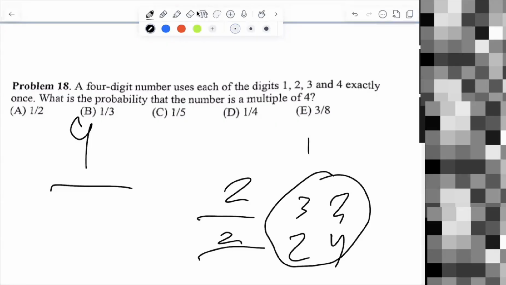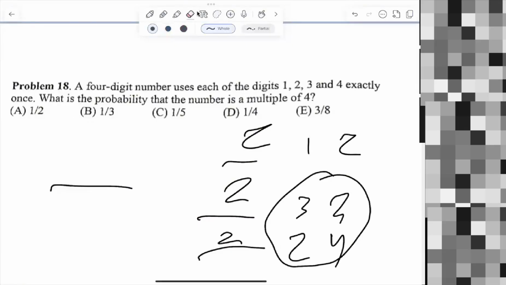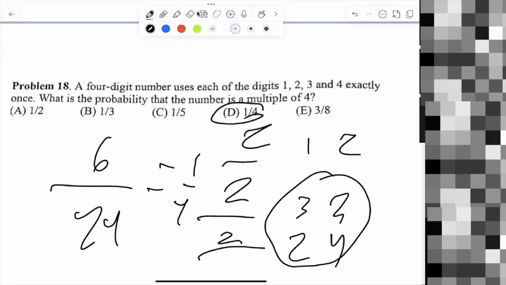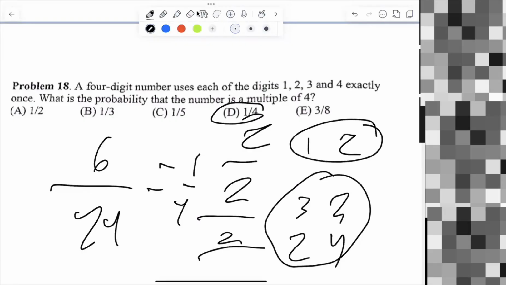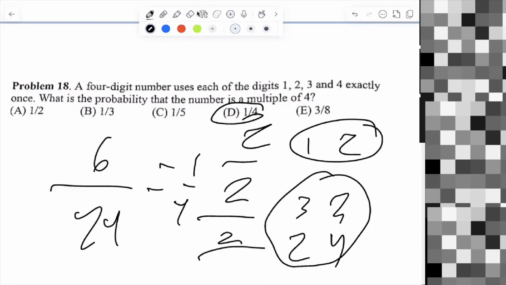We're also missing 12. My bad. We add in the 2, another 2, that'd be 6. Divide by 24. That's going to be 1 over 4, or D. Make sure you count all the cases, and double check to make sure your answer is correct. Right?